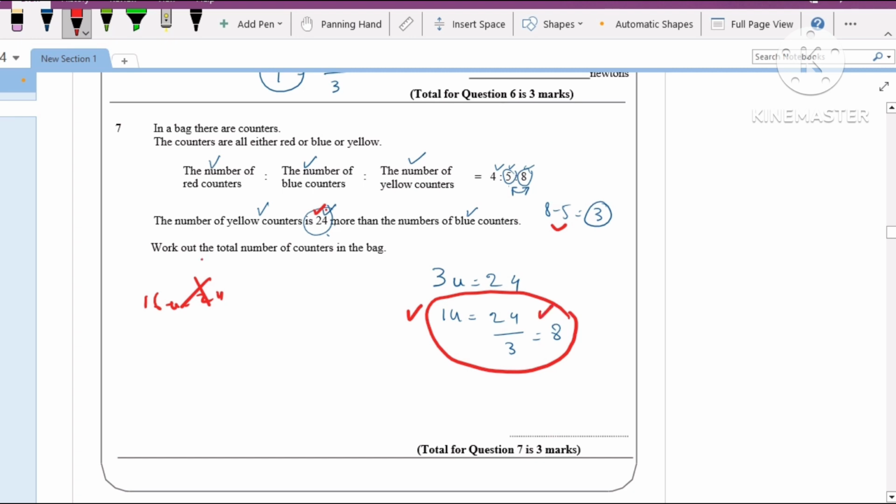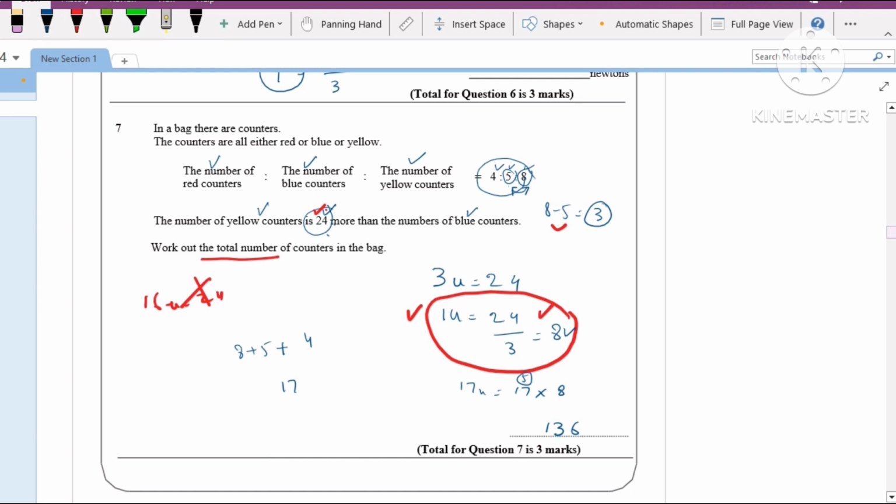Now look at the question. You have to find the total number. So how many total units do we have? 8 plus 5 plus 4, that is 8 plus 5, 13 plus 4, that is 17. So 17 units is equal to 17 multiplied by the value of 1 unit. 17 times 8: 8 sevens are 56, carry 5, 8 ones are 8 plus 5, 13. 136 will be your answer. So this is question number 7.